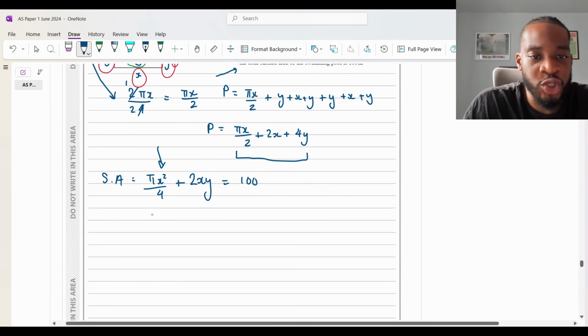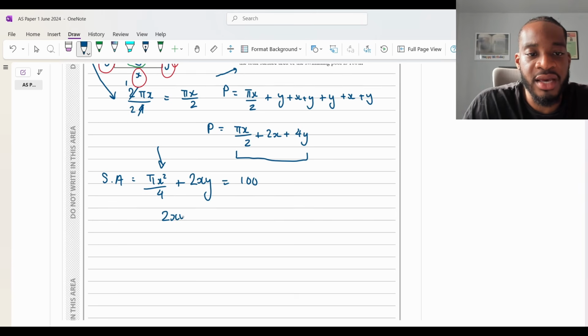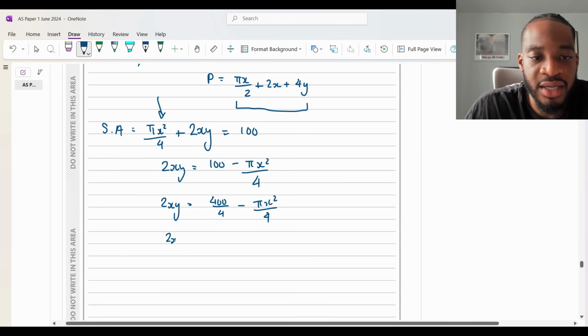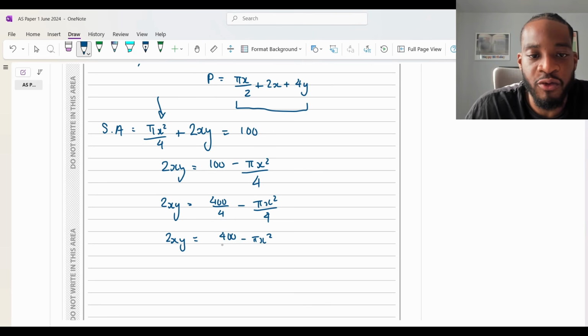So should I times by 4 first? You know what I'm going to do? I'm going to take that over. So I get 2xy is going to equal 100 minus pi x squared over 4. Like that. And then what I'm going to do is, just so I can get it in a really nice form, I'm going to combine the fraction. So I'm going to have 2xy is equal to 100 is the same as 400 divided by 4. I want the same denominator, like that, over 4. And then 2xy is going to equal 400 minus pi x squared over 4.